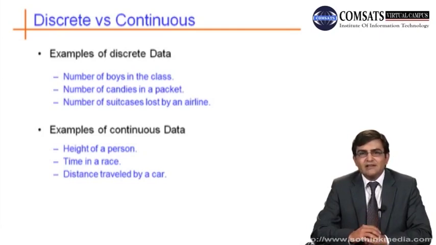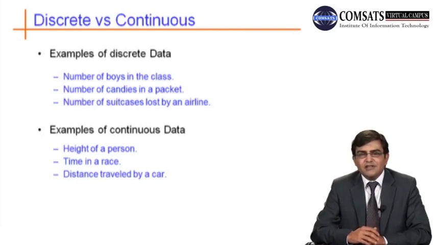Number of boys cannot be in decimal figures. For example, we have 1 or 2 boys. We cannot have 2.5 boys. So such type of data which can only be counted is called a discrete data.